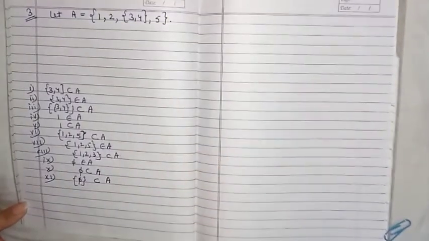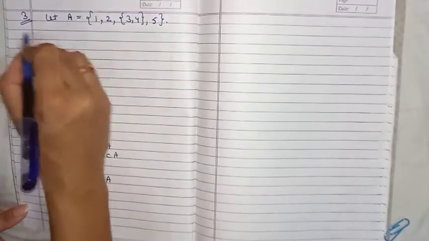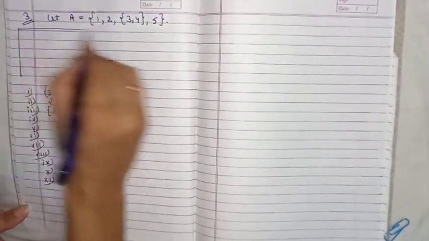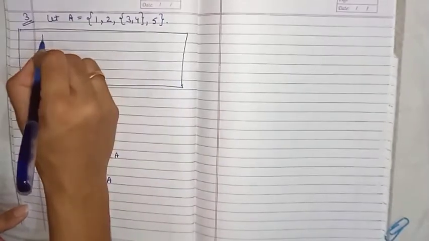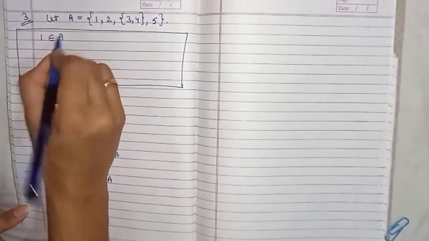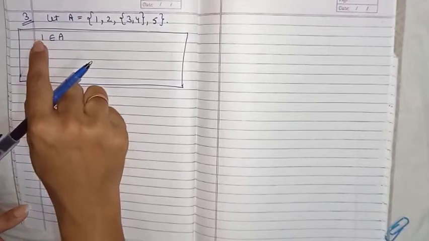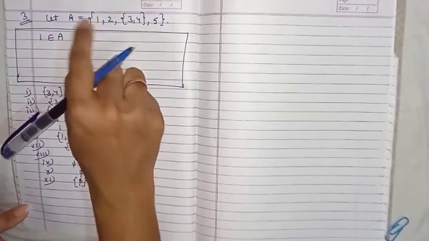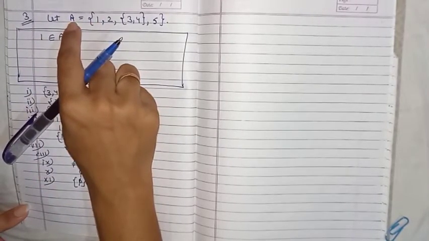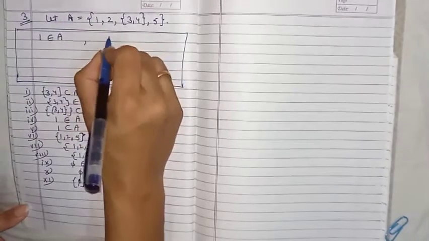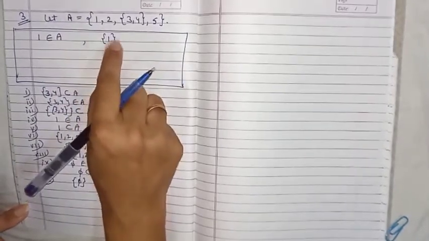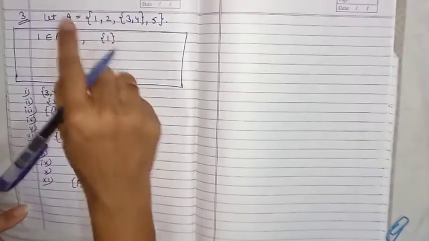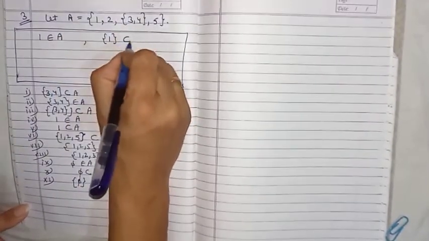As I have told you earlier, I can write 1 belongs to A, because 1 is an element of A. Right? And if I put curly brackets here, that means 1 is a subset of A. So I can place this symbol here.